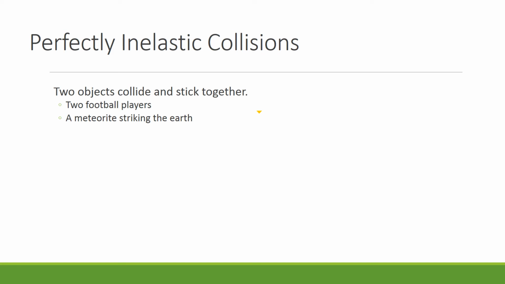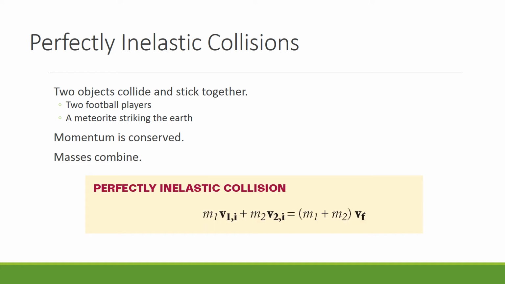In this case, the momentum is conserved, but the kinetic energy is not conserved. And this is a big difference between a perfectly inelastic collision and a perfectly elastic collision. Now, in this case, masses will combine and form one object moving with a final velocity, as you can see in the following equation.